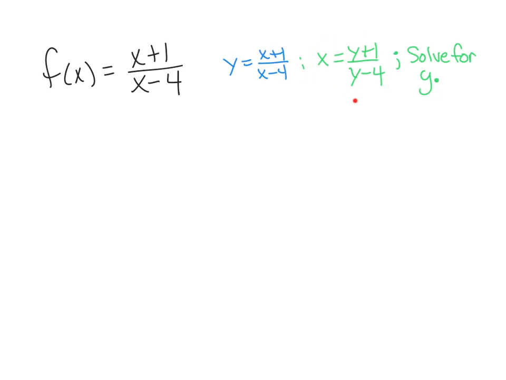What's the issue that I have here? If I'm solving for y, keep reminding yourself as you go through the process, the whole point of it is to solve for y. So what makes it difficult to solve for y? Well, first off, I have y in my denominator. How do I get rid of that fraction? I multiply both sides of the equal sign by the denominator. That's going to give me x times y minus 4 equals y plus 1.